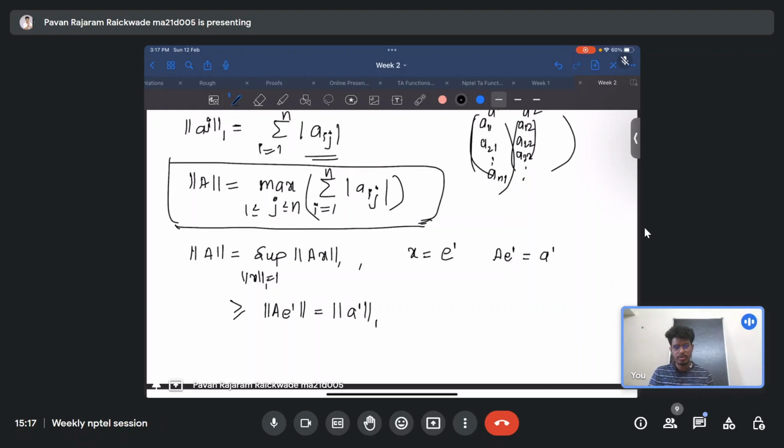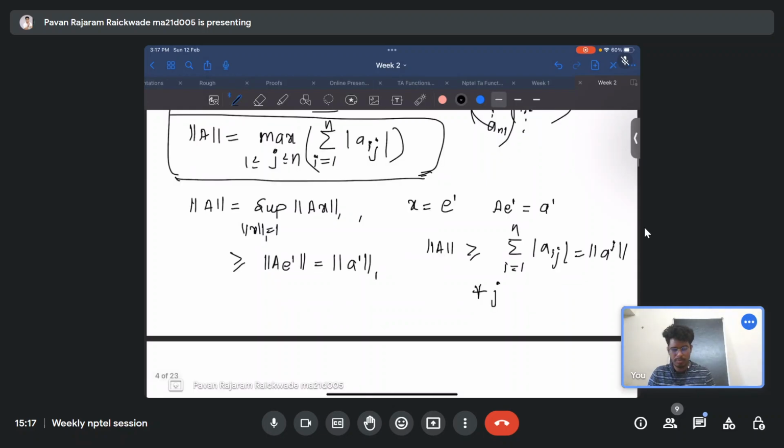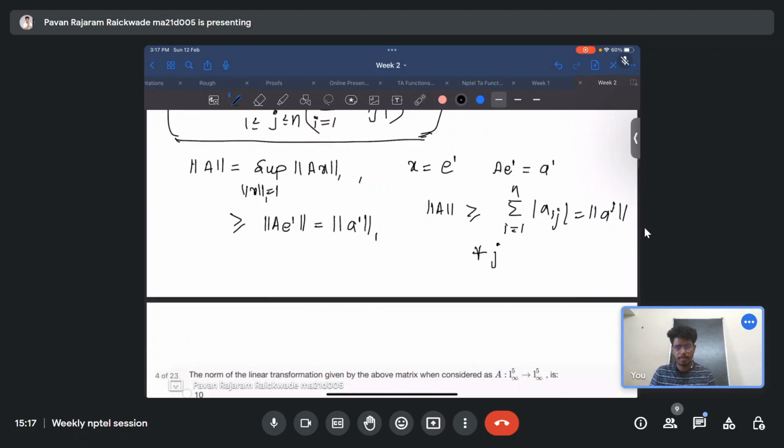This happens for every i; you can take E2, E3, En. So norm of A will be greater than or equal to the summation over i from 1 to n of mod Aij, which is simply the norm of Aj. This is happening for all j, so it will happen for the supremum taken over j also. The supremum is a maximum since there are only finitely many elements. Hence norm A will be equal to that thing. Clear? Okay, sir, thank you.